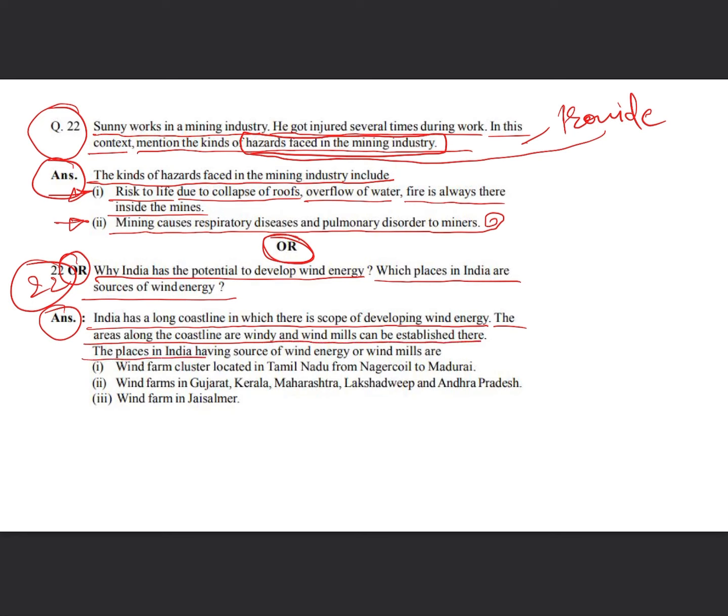The places in India having sources of wind energy or windmills are number one, wind farm clusters located in Tamil Nadu from Nagarcoil to Madurai. Second, wind farms in Gujarat, Kerala, Maharashtra, Lakshadweep, and Andhra Pradesh. And third, wind farms in Jaisalmer. So this is the answer.